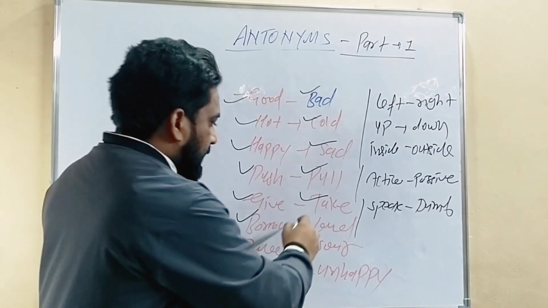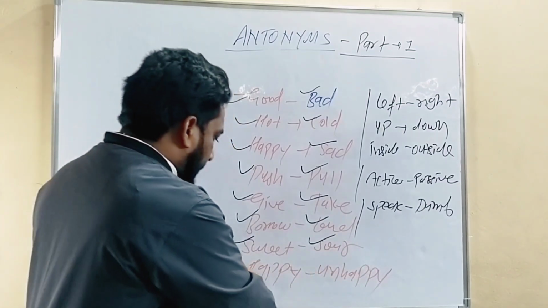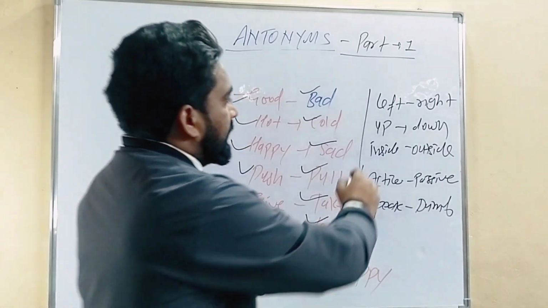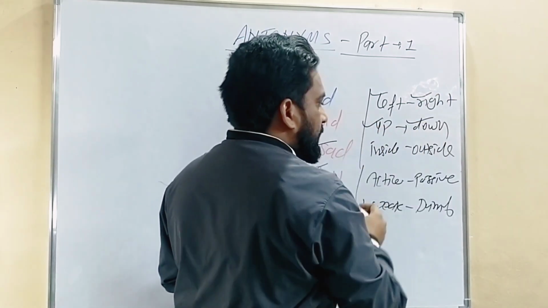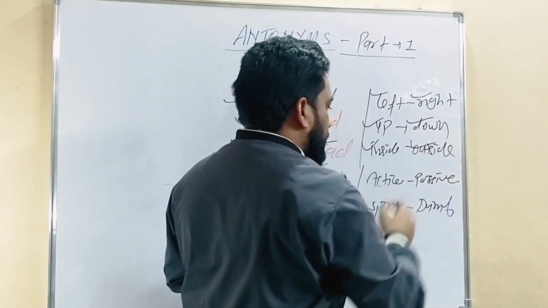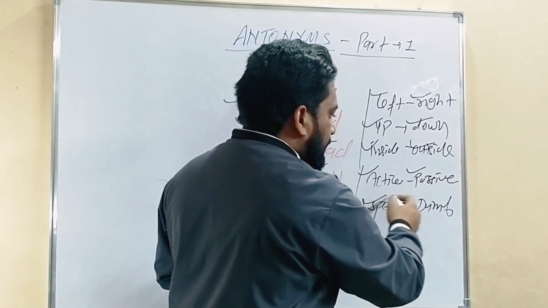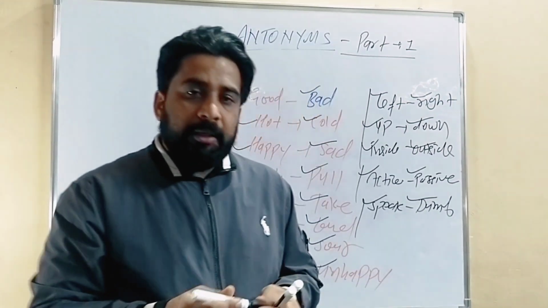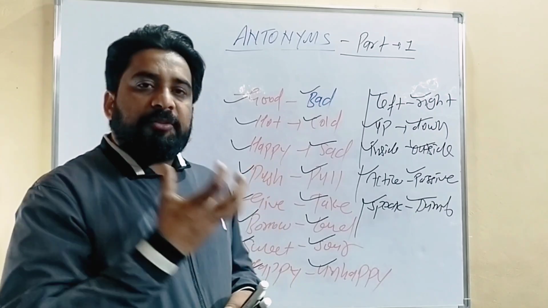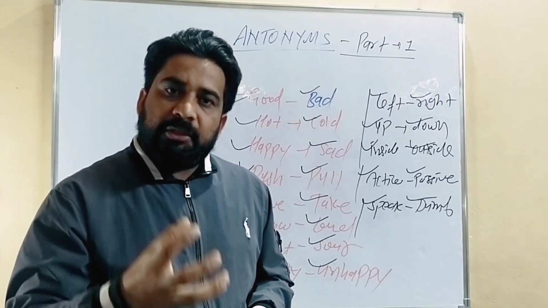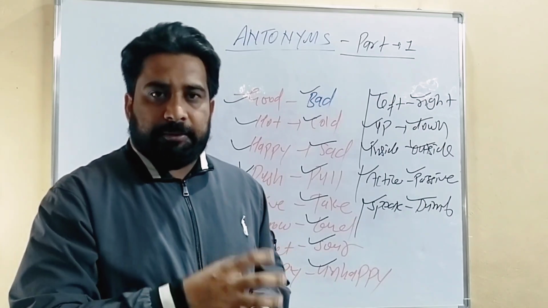borrow is verb, lend is verb, sweet is adjective, sour is adjective, happy is adjective, unhappy is adjective, left is preposition, right is preposition, up is preposition, down is preposition, inside is preposition, outside is preposition, active is adjective, passive is adjective, speak is verb, dumb is also verb. So we have to see here all the words of the antonyms belong to the same parts of speech. So that is the key to identify antonyms as well as synonyms we discussed in the previous lecture.